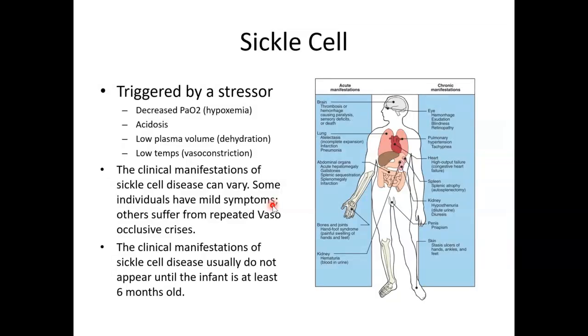The clinical manifestations of sickle cell can vary. Some individuals may have mild symptoms, and others may suffer from repeated vaso-occlusive crises and have a sickle cell crisis frequently. So again, they can have mild, moderate, or severe disease. The clinical manifestations usually do not appear until the infant is at least 6 months old. So this is something that is diagnosed in a child. They used to have a high infant death rate, and not anymore. So we screen for this in all infants, and the treatments have really become pretty progressive now, and so they live well into adulthood with no problems. But their complications can be life-threatening.